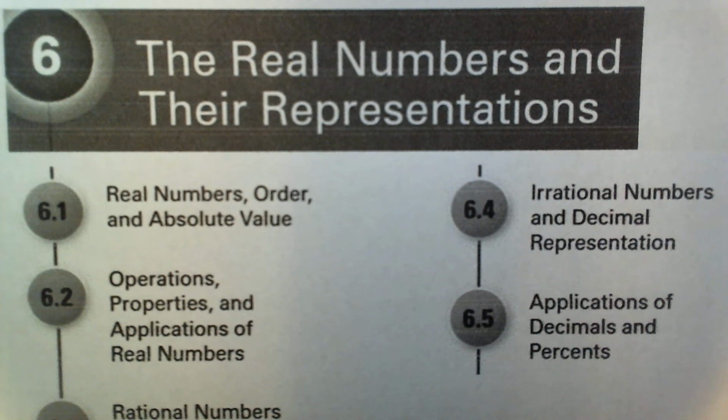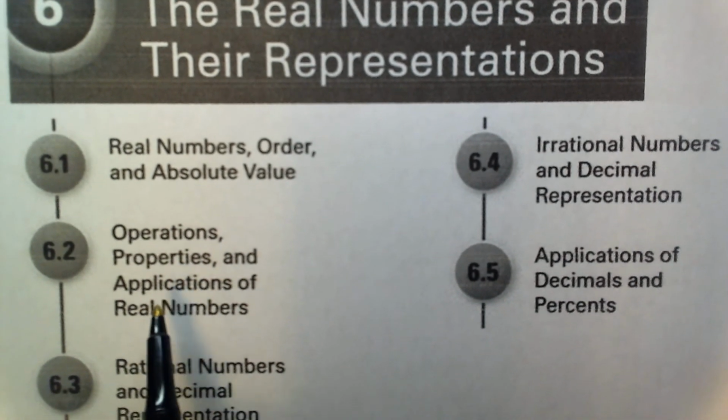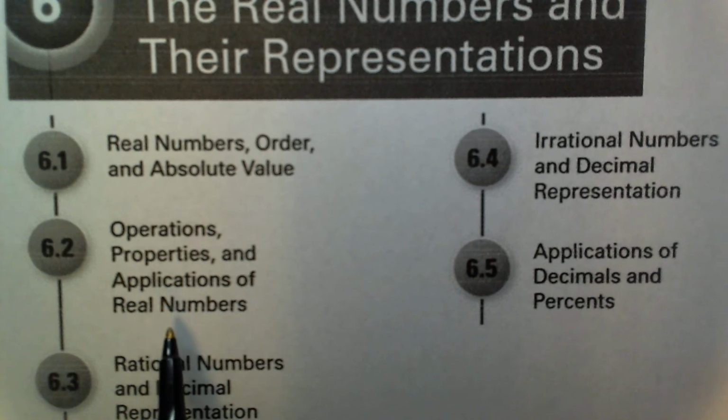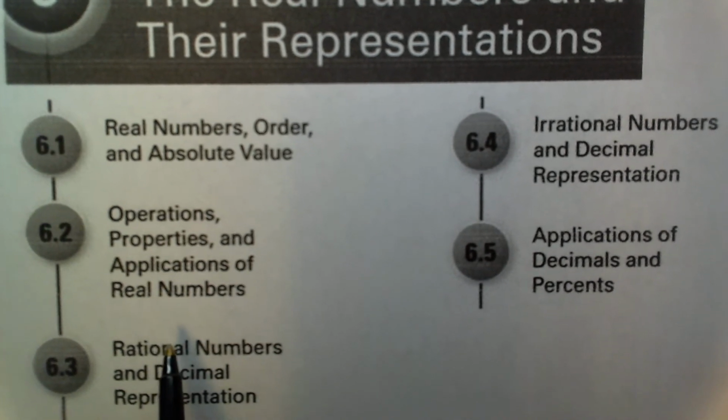Chapter 6 is on the real numbers and their representations. And there are 5 sections. The first one is about real numbers, order and absolute value. Then 6.2 is about operations, properties and applications of real numbers.